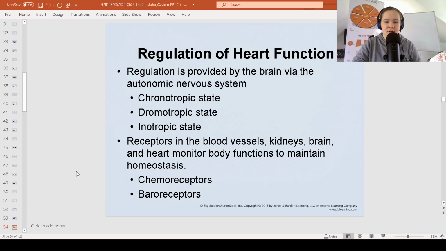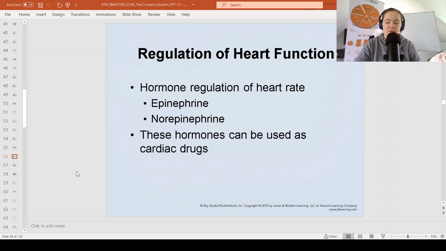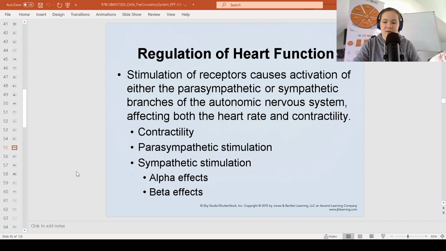The regulation of heart function is provided by the brain via the autonomic nervous system. This is the chronotropic state and the dromotropic state, as well as the inotropic state. The receptors in the blood vessels, kidneys, brain, and heart monitor body functions to maintain homeostasis. Chemoreceptors, baroreceptors. Stimulation of receptors causes the activation of either the parasympathetic or sympathetic branches of the autonomic nervous system, affecting both the heart rate and contractility. The contractility, parasympathetic stimulation, which is the alpha and beta effects.